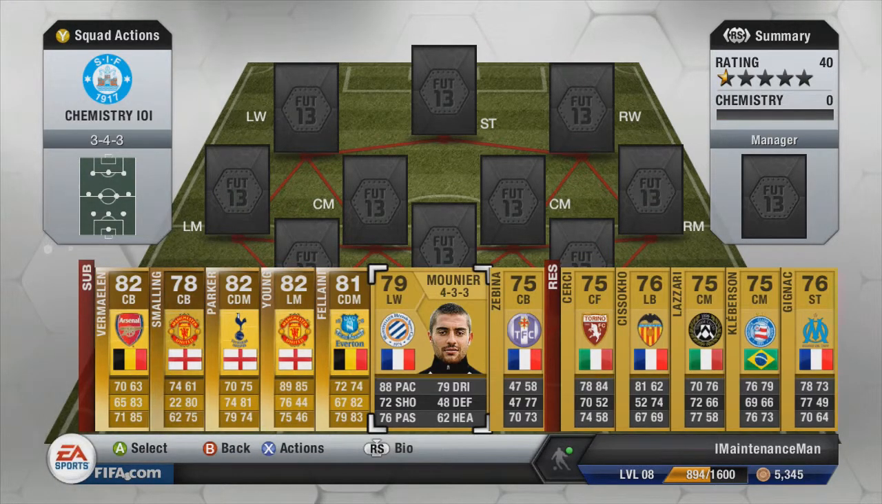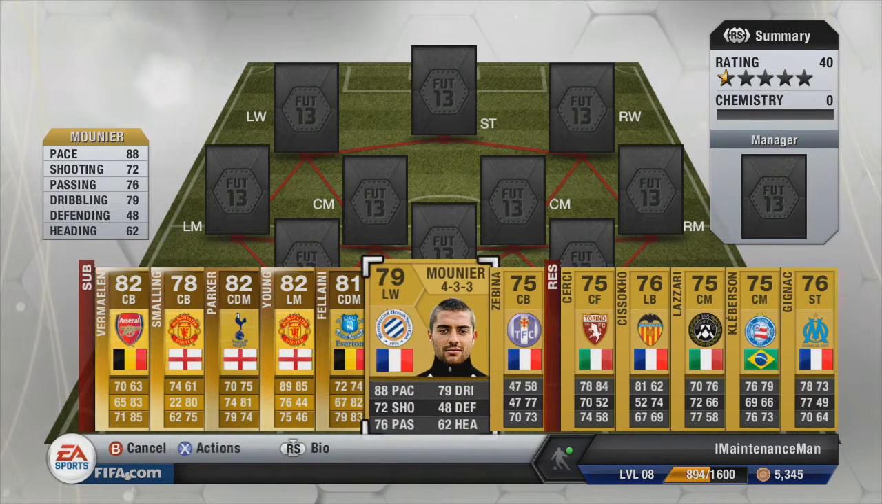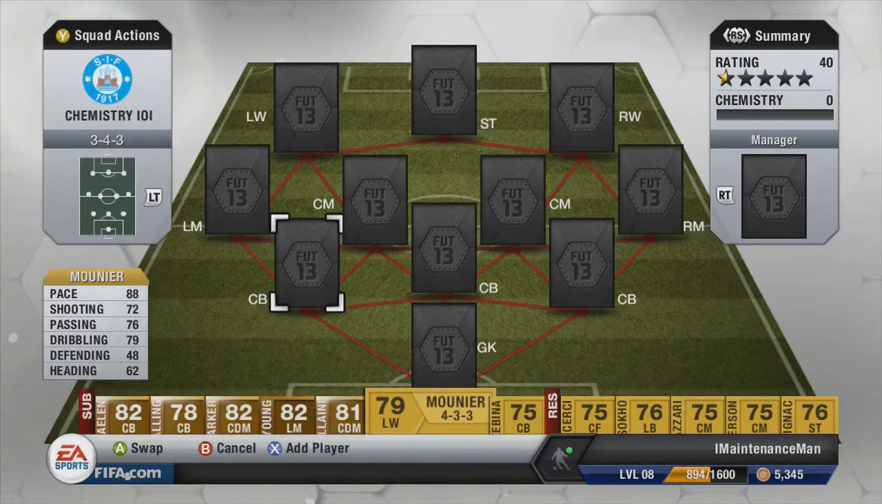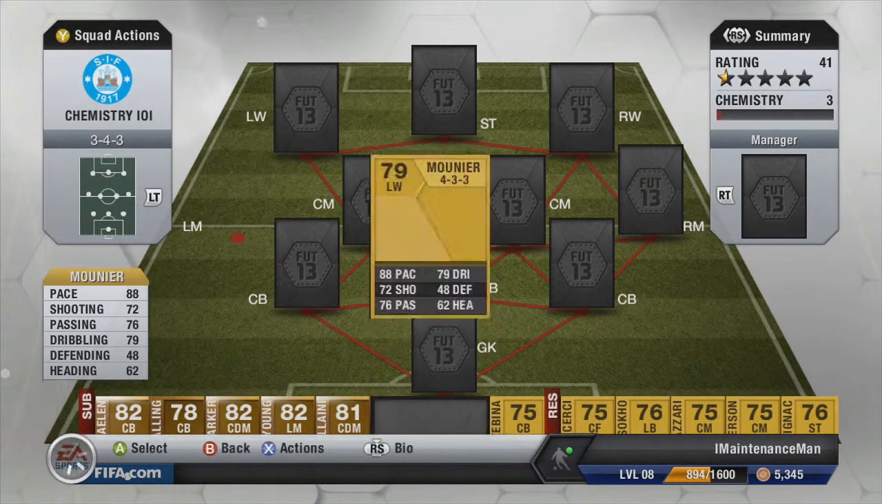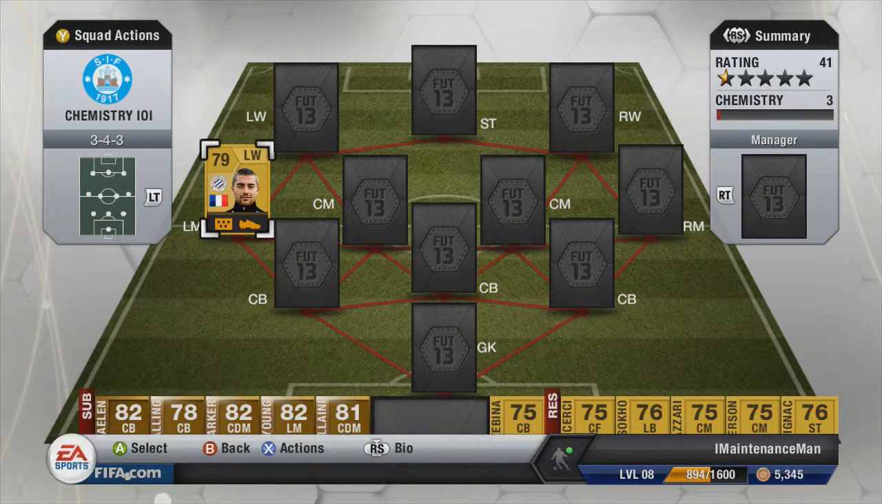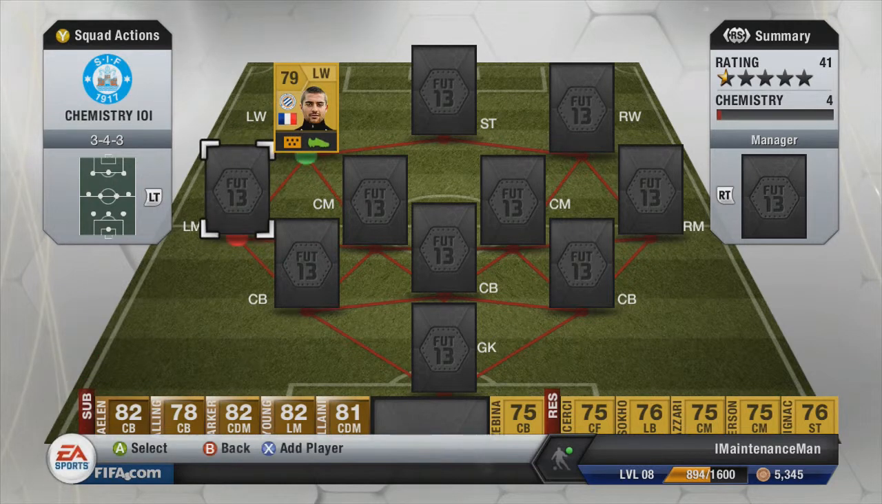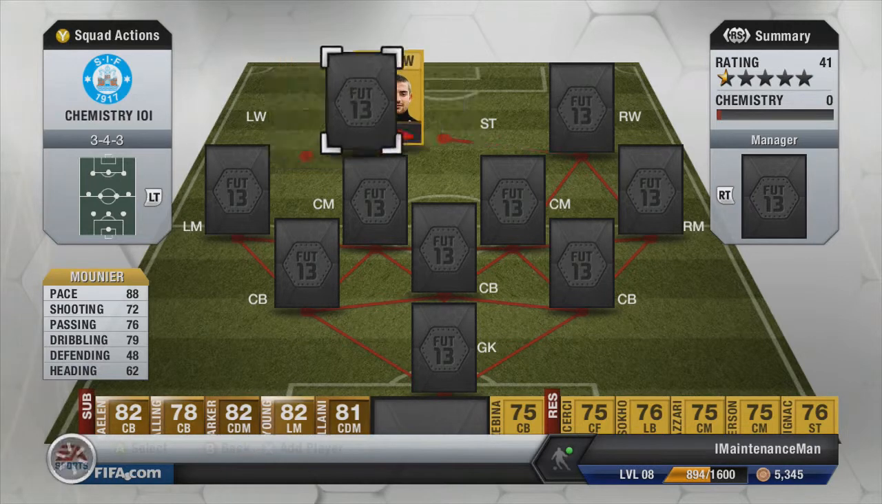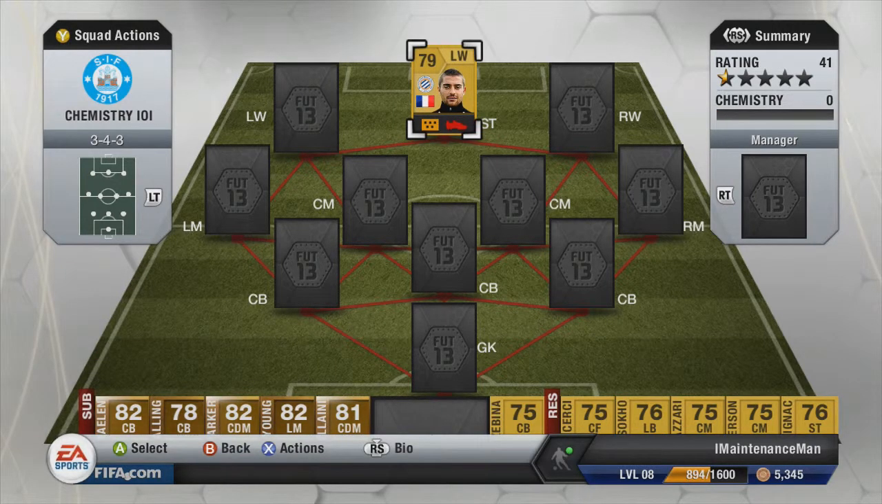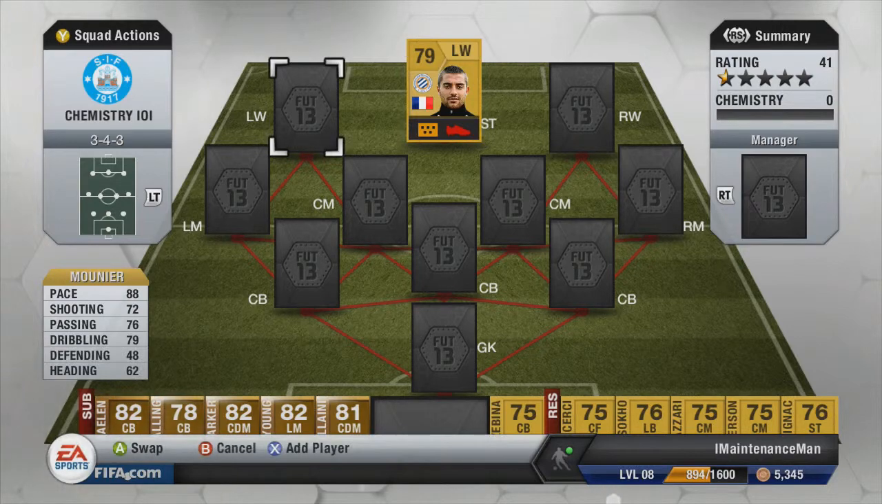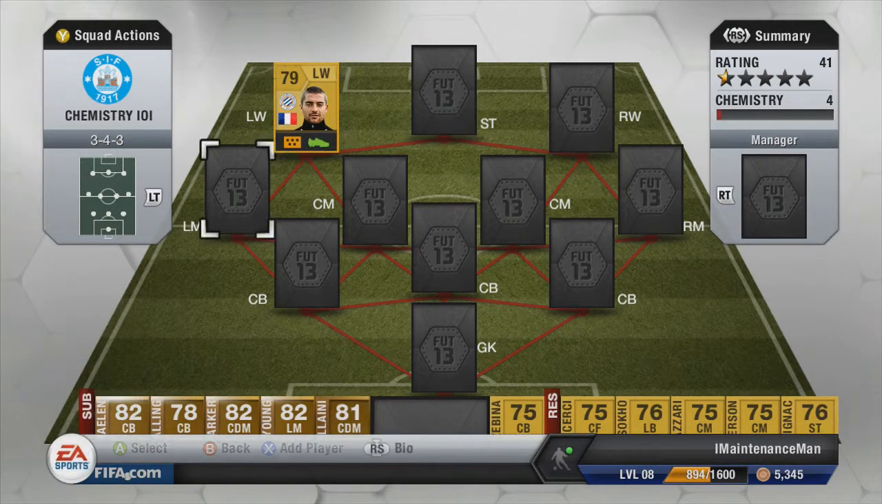Now the final aspect of chemistry that I'm going to look at is the position that a player plays in. If we look at Meunier here, we can see that he is quite clearly a left wing, but if we place him in the left mid position of this 3-4-3 formation, we'll see that he gets the orange boot, which indicates position, and if we change him up to left wing, he gets a green boot. We can change him again into striker and he goes to a red boot because he's not compatible with this position.